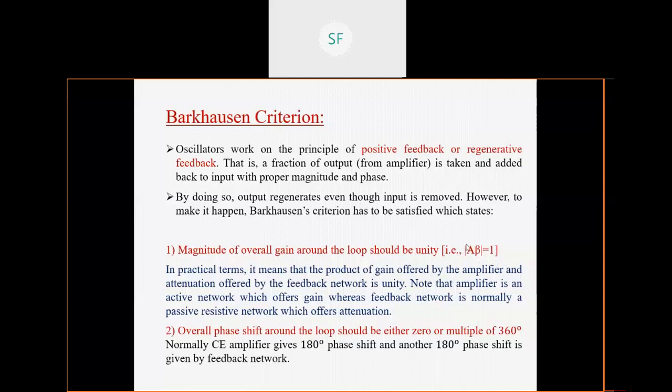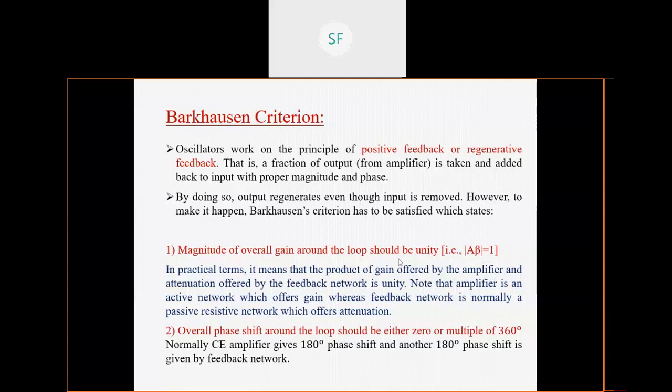So mod is taken. What is the use of mod? It will always give you a positive value. So the mod of A beta should be equal to 1. This is the first condition in the Barkhausen criteria. A is nothing but the gain of the amplifier, and beta is nothing but the attenuation provided by your feedback network.